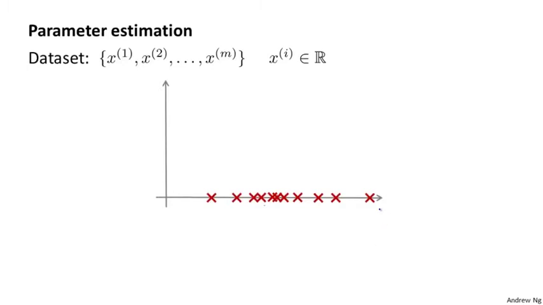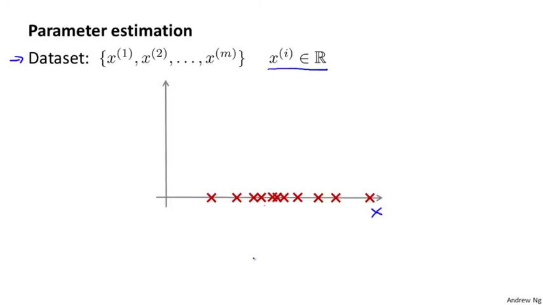Next, let's talk about the parameter estimation problem. So what's the parameter estimation problem? Let's say we have a data set of m examples, so x1 through xm, and let's say each of these examples is a real number. Here in the figure, I've plotted an example of a data set. So the horizontal axis is the x-axis, and I have a range of examples of x, and I've just plotted them on this figure here.